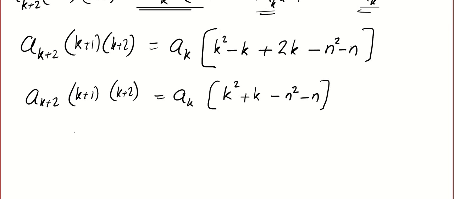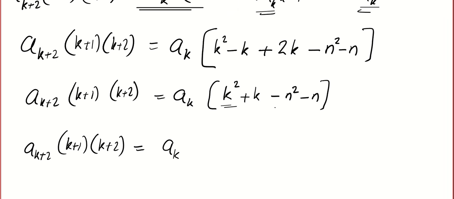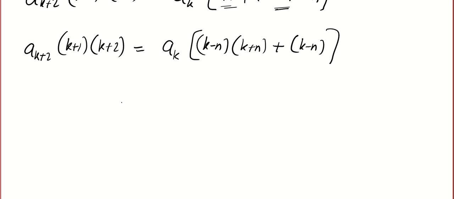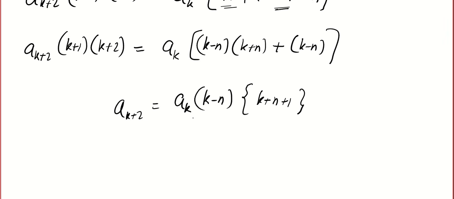Okay, almost ready. So a_{k+2}(k+1)(k+2) is equal to a_k times this. So we have to combine this: k squared minus n squared will be (k minus n)(k plus n), plus k minus n. Now that k minus n comes common, so we get a_{k+2} is equal to a_k times (k minus n), then what will remain inside? (k plus n plus 1), the whole divided by (k+1) into (k+2).